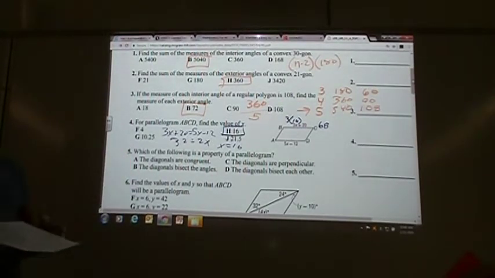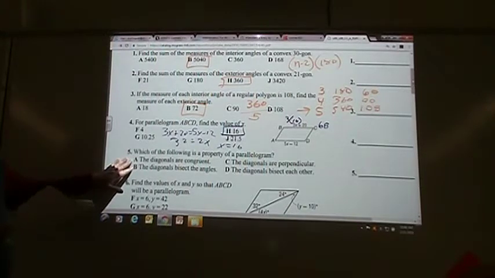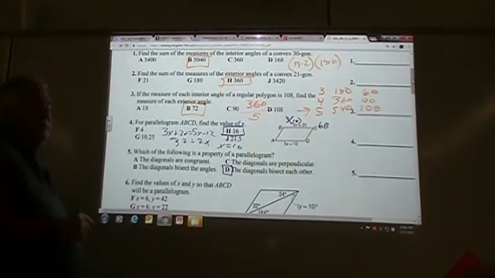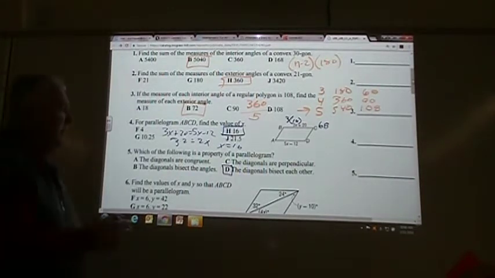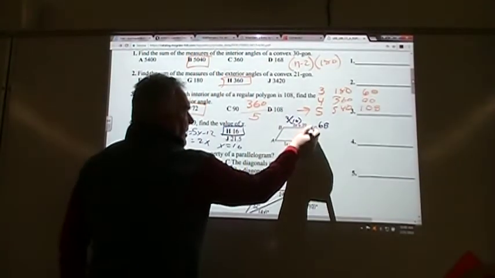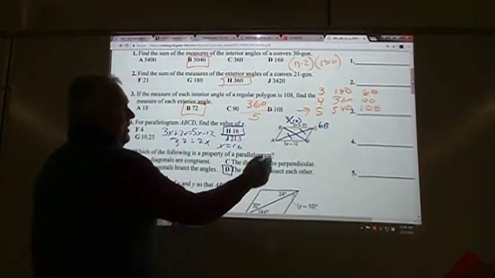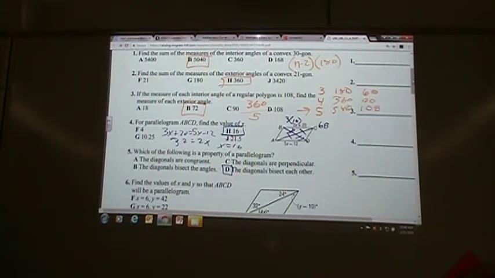Number 5, you got to know the theorems. And you got to go back. Which of the following is a property of a parallelogram? It's this one. The other three could happen, but isn't a property, meaning it happens all the time. Diagonals always bisect each other in a parallelogram. So when we do this, those are congruent, and those are congruent right there. We have bisecting diagonals. Okay?